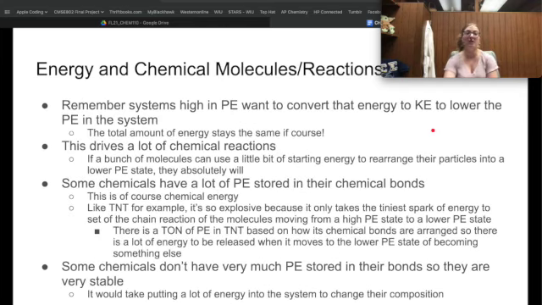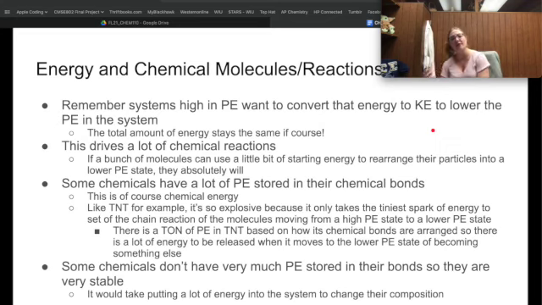Let's talk a little bit about how energy relates to chemical molecules and reactions. So remember, systems that are high in potential energy want to convert that potential energy into the lower potential energy in the system. So it wants to have less potential energy. So it's like, I'm going to expend this as kinetic energy so I can settle down and be lower in potential energy. Of course, again, if it's a closed system, the total amount of energy stays the same.